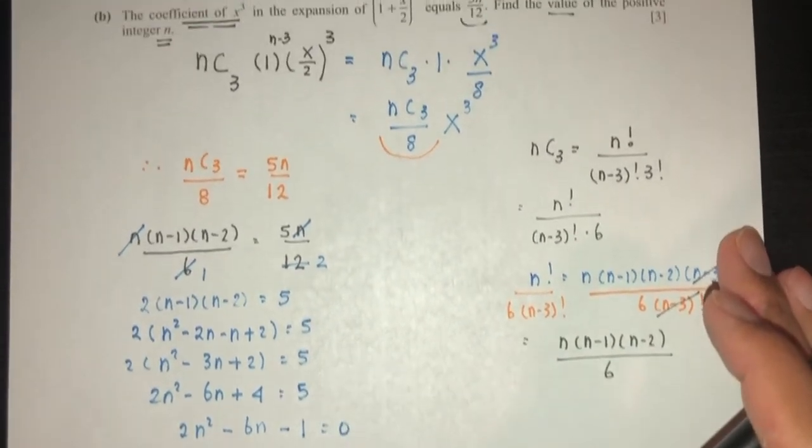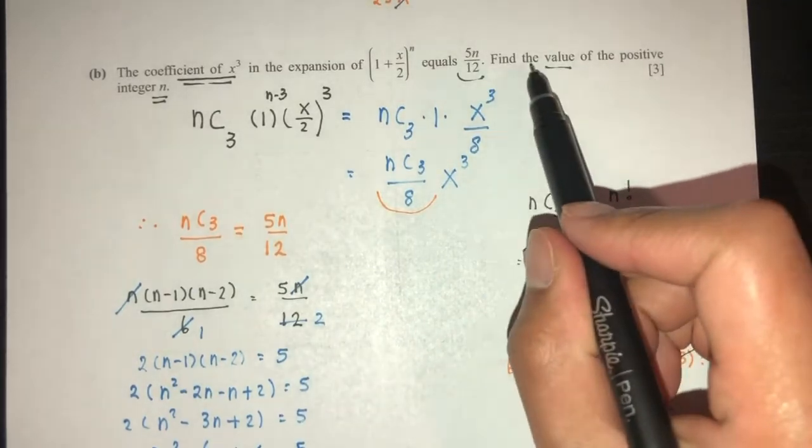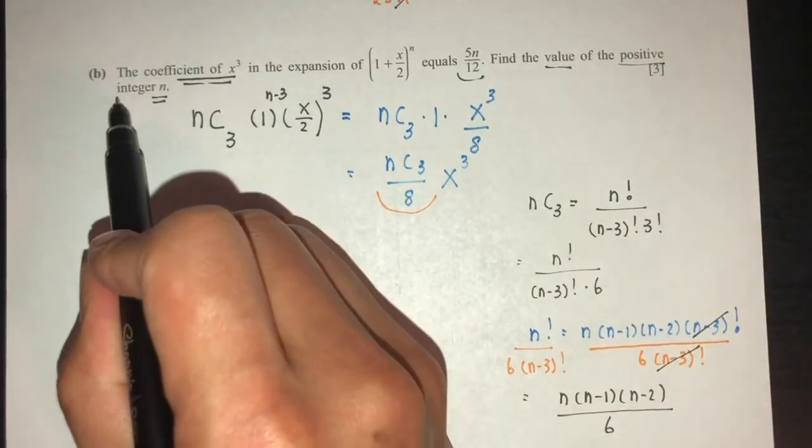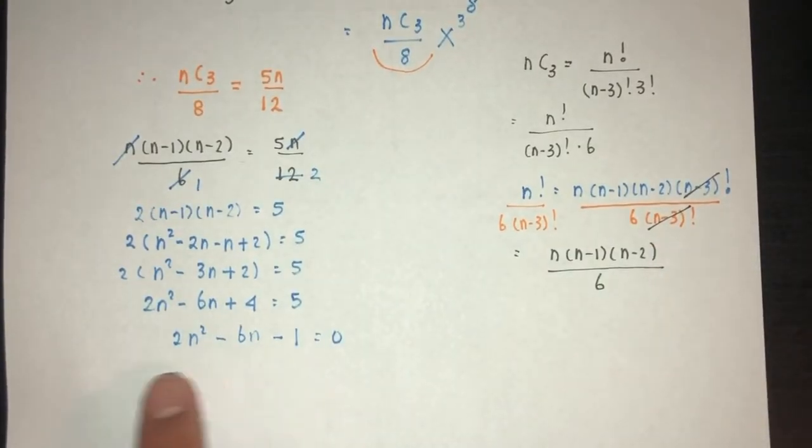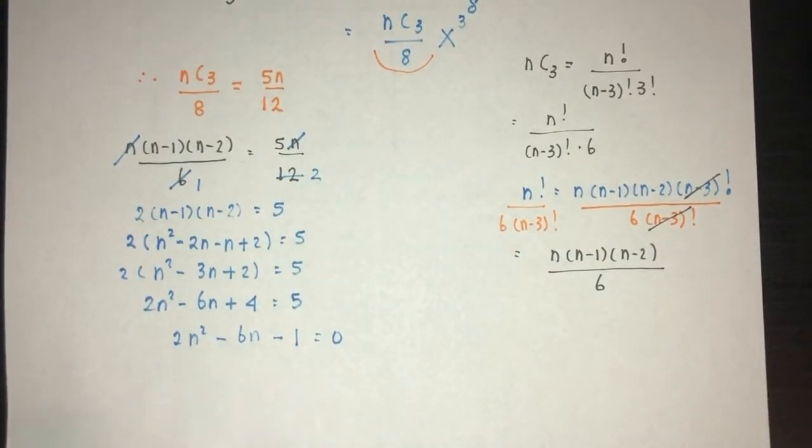So till now everything is fine, because it says the value of the positive integer n has to be a whole number, and from what we can see right now, it is not possible to factorize that equation to a whole number. So there must be a mistake somewhere. So let's observe.